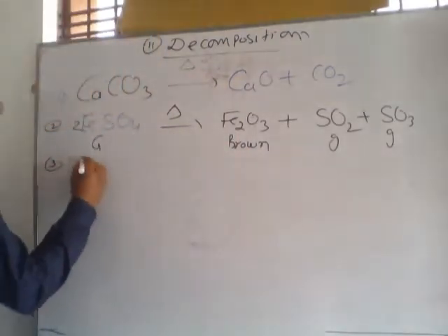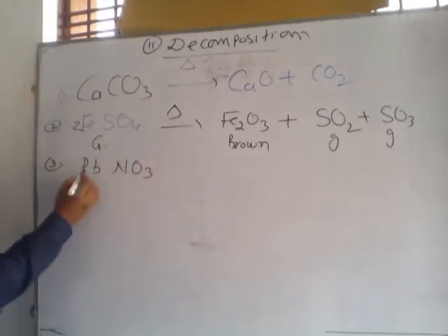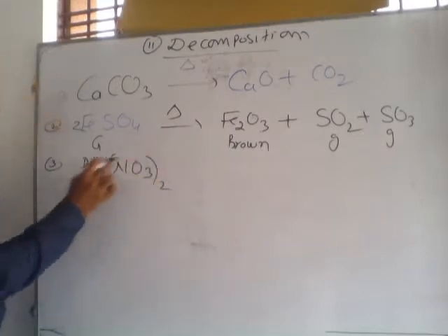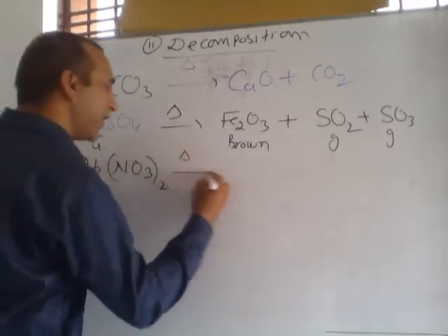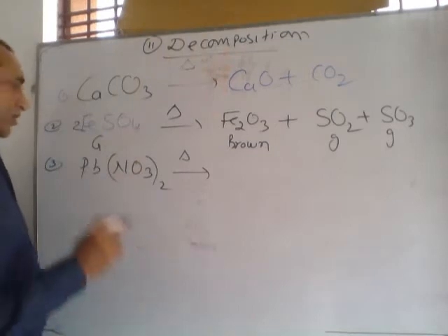Third, this is lead and this is nitrate. The valency of lead is 2, so we write here 2. The valency of nitrate is 1, so we write here 1. So this is lead nitrate. On heating lead nitrate, this also gives 3 different products.